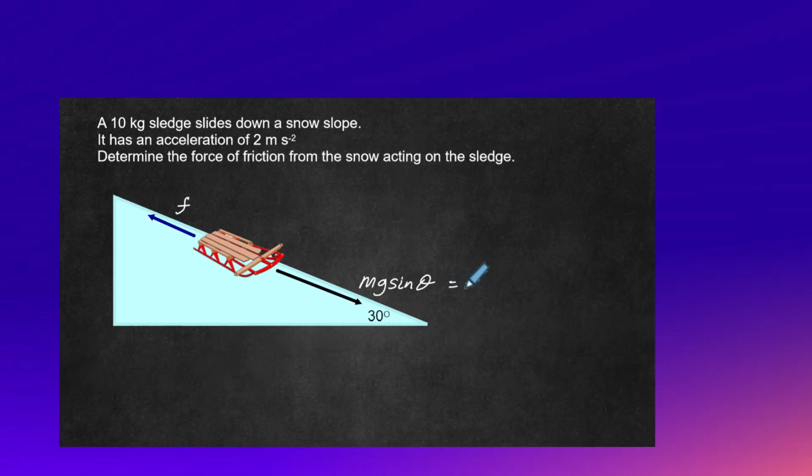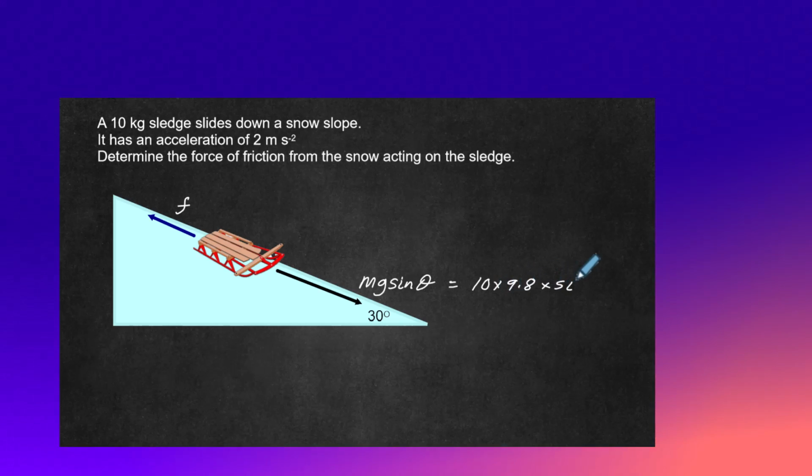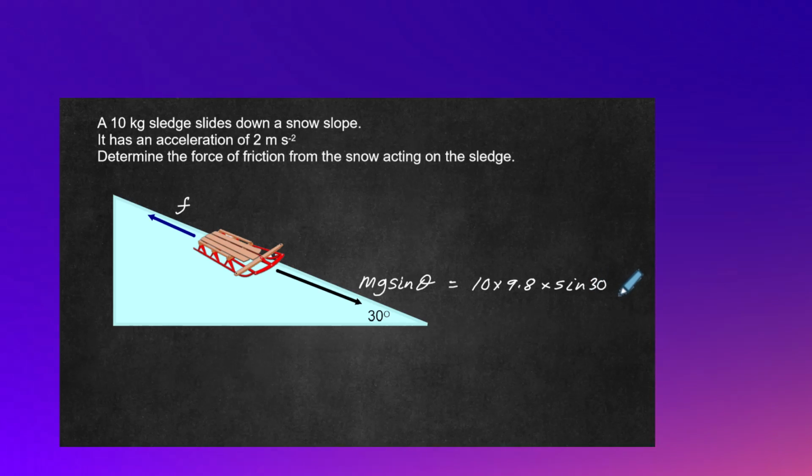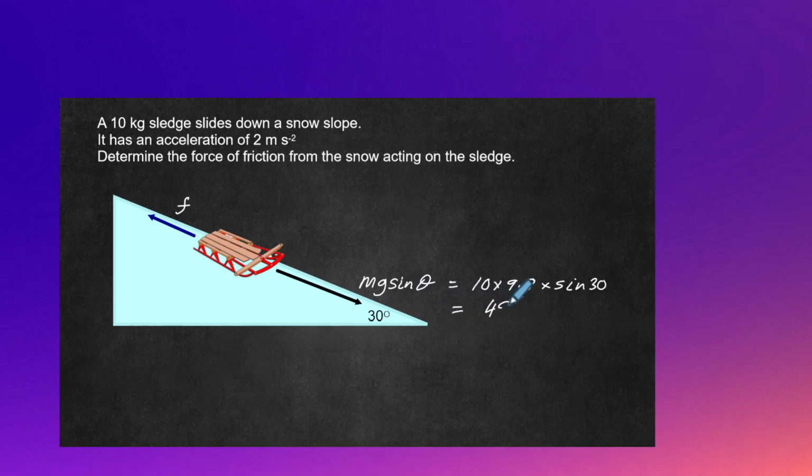Mg sine theta is the mass of the sledge, which is 10, times 9.8 times sine 30. Just for a simple calculation, we always make it sine 30. The angle could be different in future problems. When we work that out, we have the force acting down the slope comes out to be 49 newtons.